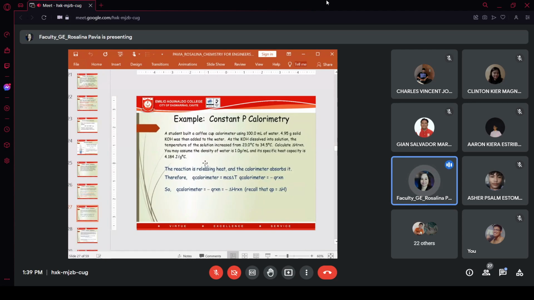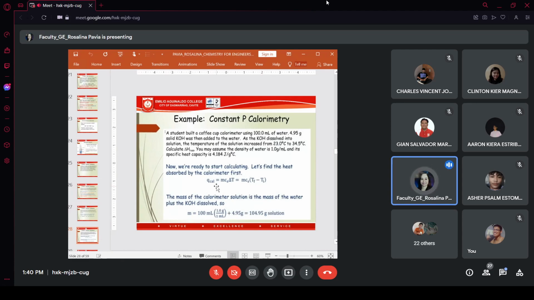The reaction is releasing heat again. Kasi ang potassium hydroxide is actually a base. Parang sodium hydroxide, pag dinagdagan mo ng tubig, umiinit talaga. So the reaction is releasing heat and the calorimeter absorbs it. Inabsorb din ng calorimeter. Therefore, the heat absorbed by the calorimeter is equal to MCS delta T, or what we call now the negative heat of reaction. So we apply the formula.